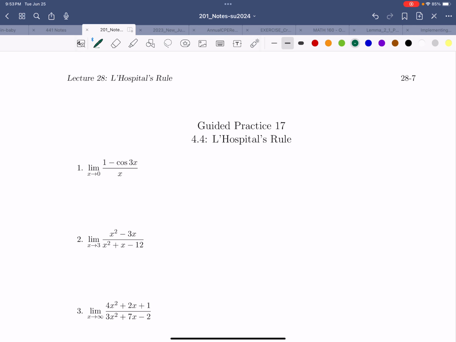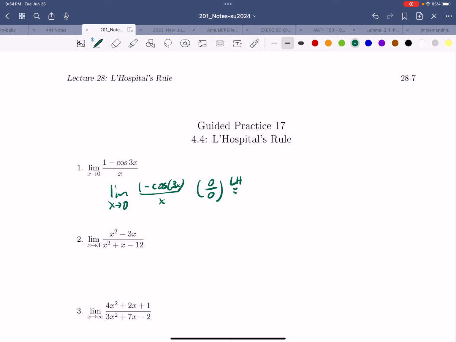Let's look at number 1. For number 1, limit as x approaches 0 of this guy. So here's where it helps to know our trig, right? If we plug in 0, we get 1 minus 1, cosine of 0 is 1, over 0, 0 over 0. So we get to use L'Hopital's rule. Remember, you do have to check to make sure that you have 0 over 0 or infinity over infinity.